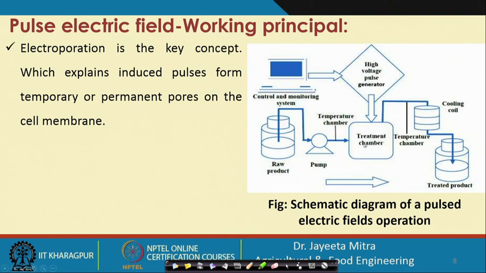Through the electrodes we send that high voltage pulse of short duration. Okay. And then the temperature chamber is there again, so that if we want a change of temperature there, there is a cooling coil which can reduce the temperature, and we have a treated product holding section or collection section at the other end.